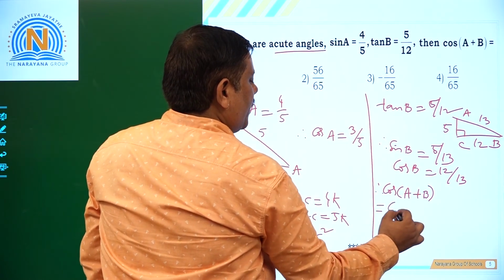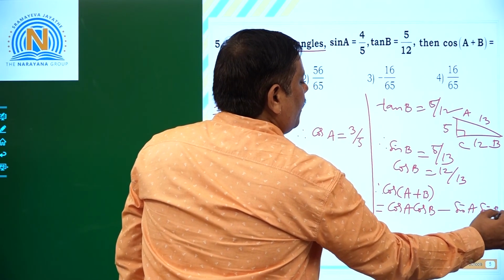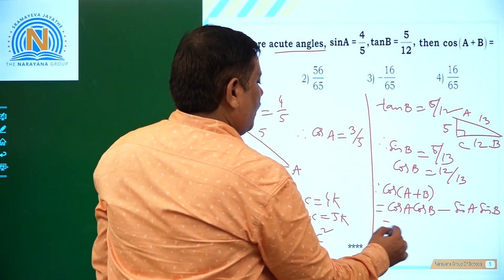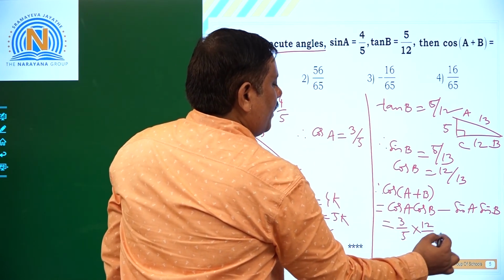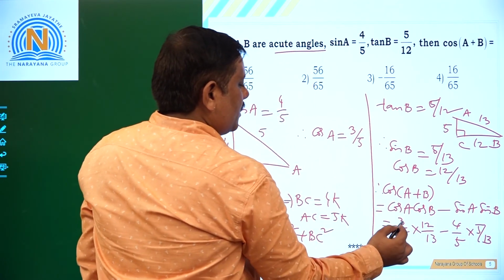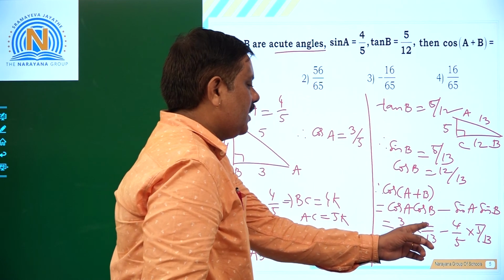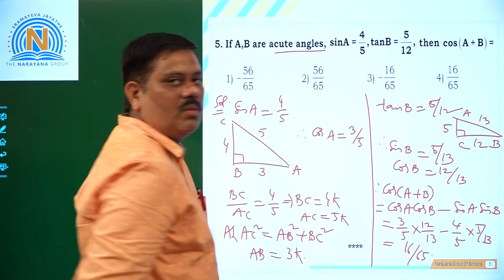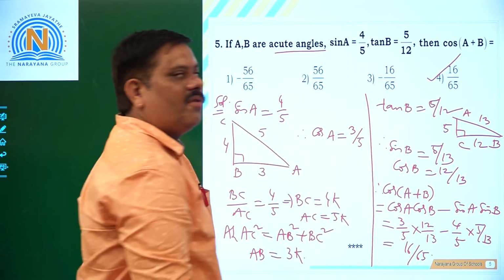Cos of A plus B is given as cos A cos B minus sin A sin B. We must be a little careful here. Cos of A plus B expansion is cos A cos B minus sin A sin B. Cos A, what is cos A? 3 by 5. Cos B, 12 by 13. Minus sin A, 4 by 5. Sin B, 5 by 13. Both denominators are the same, 65, so simply subtract the numerators. Numerator is here 36, here it is 20. 36 minus 20 is nothing but 16 by 65. So what is the answer for cos of A plus B? 16 by 65. 16 by 65 is nothing but the fourth option for us.